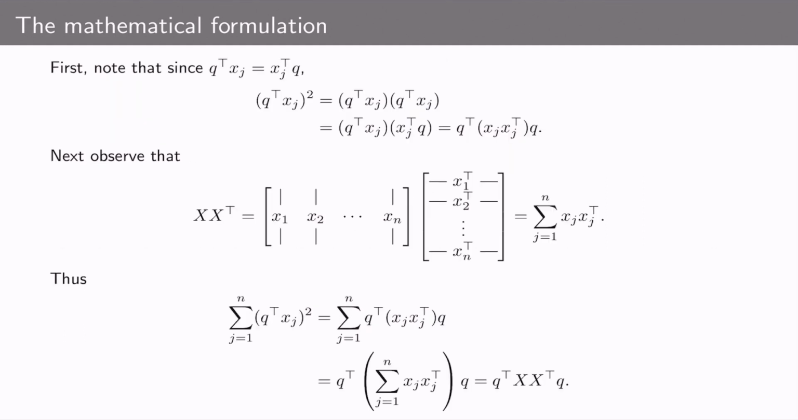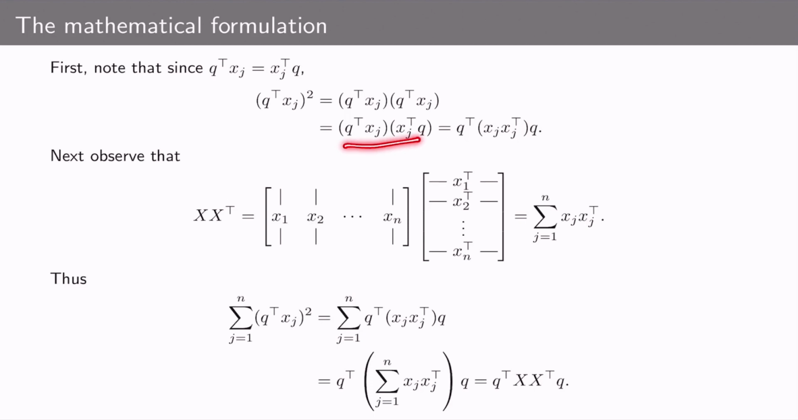Before we take any SVDs, let's do a little setup work. I'd like to rewrite q transpose xj squared in a certain way. So first, let's write it as a product with itself. Then I'm going to observe that since this is a dot product, q transpose xj, I get the same thing if I take xj transpose q. So I'll reverse the order here. Instead of q transpose xj, I'll replace that with an xj transpose q.